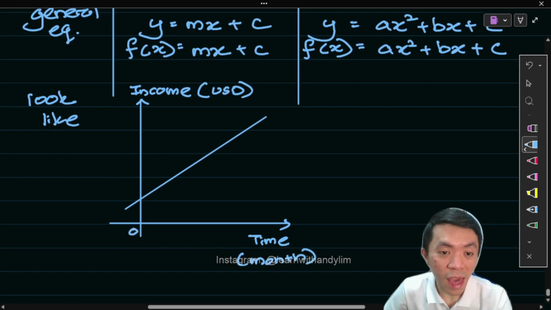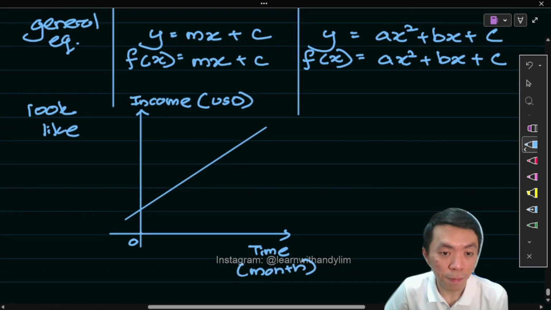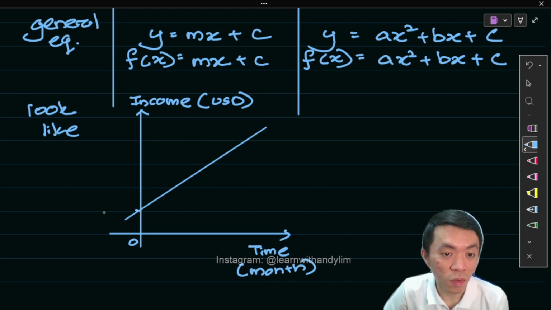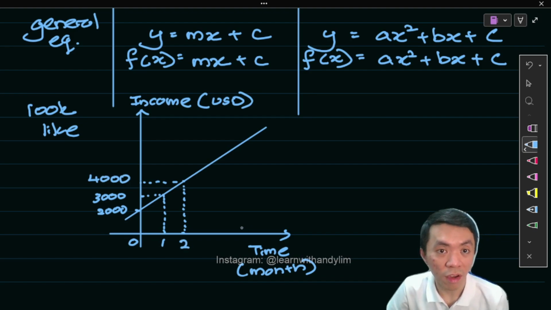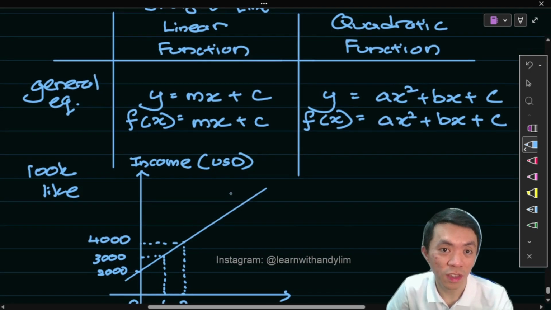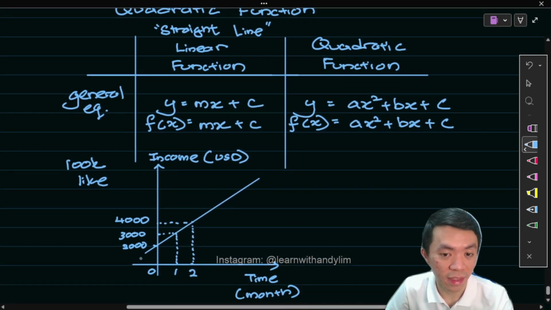For example, at my 0 month, the moment I step in, my salary is 2,000 USD. After the first month, my salary increased to, let's say, 3,000. On my second month, my salary increased to 4,000. So there we go. We have a linear function, or we can say it is just a straight line.